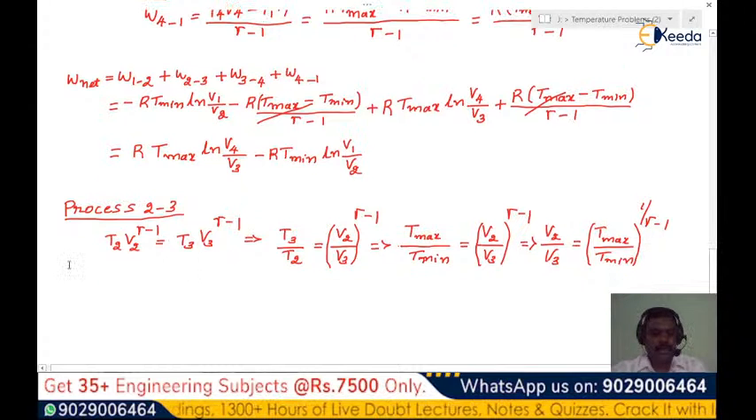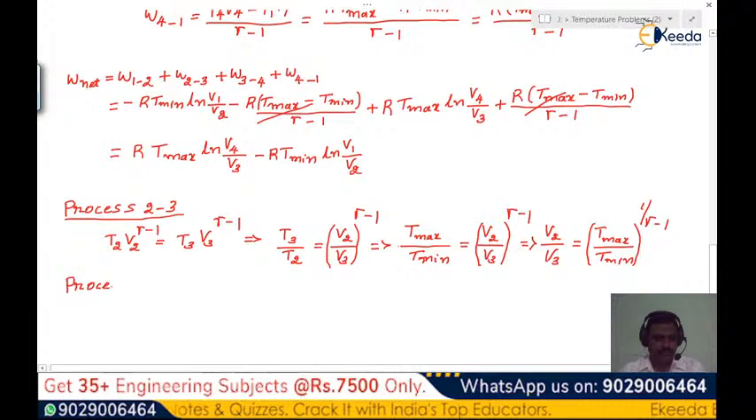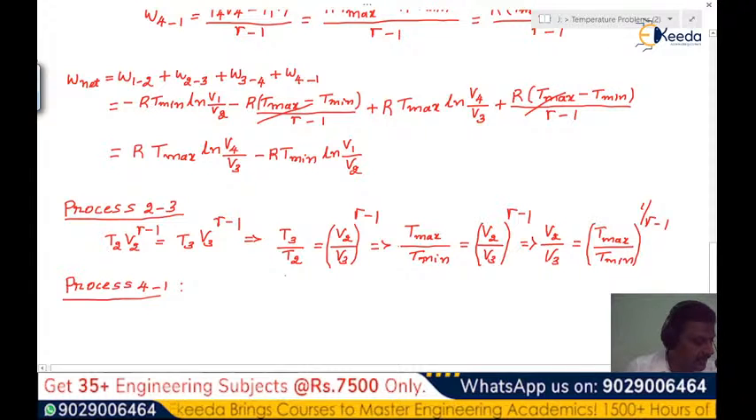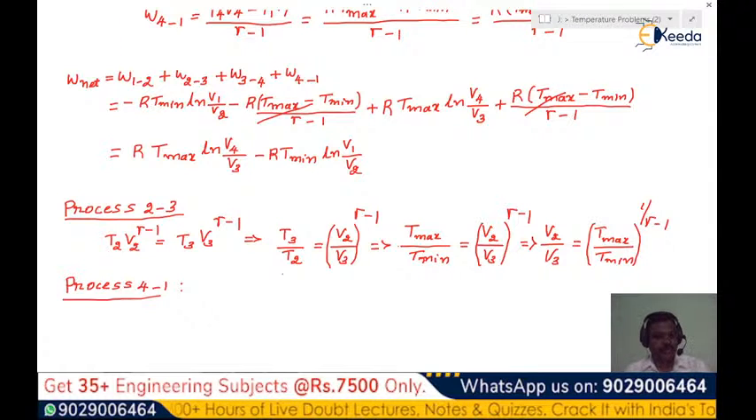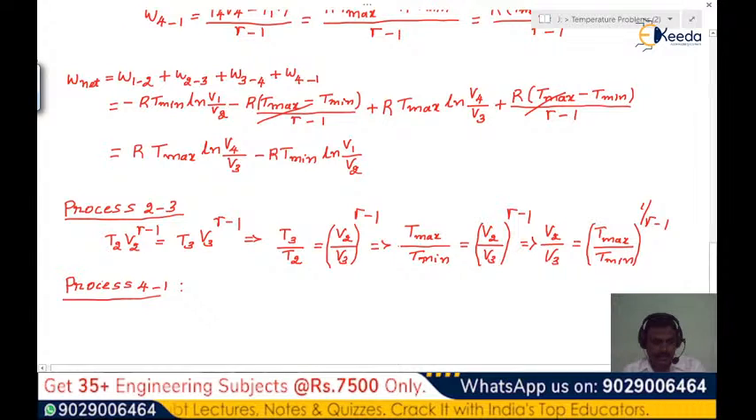Similarly for adiabatic expansion, that is process 4 to 1, the entropy is constant. It is an isentropic process. All adiabatic processes are isentropic processes, so there is no change in entropy during process 2 to 3 and process 4 to 1. For process 4 to 1, temperature and volume are related in this way: T4 V4 to the power gamma minus 1 is equal to T1 V1 to the power gamma minus 1.